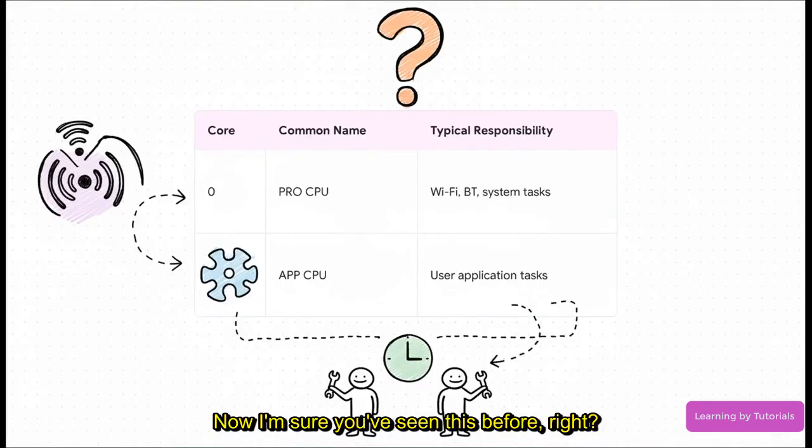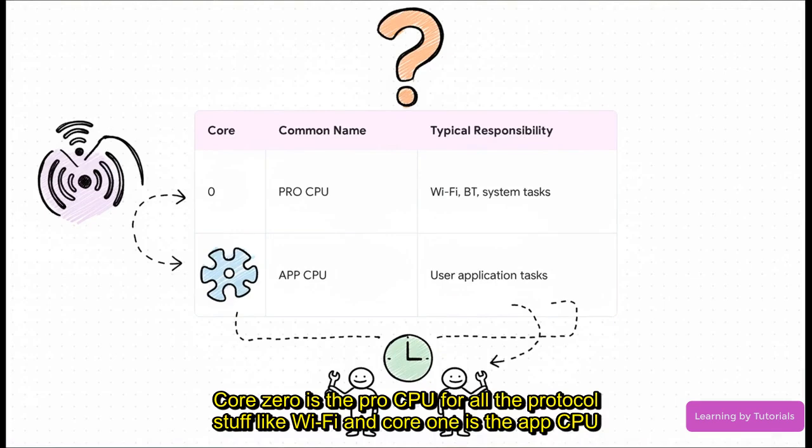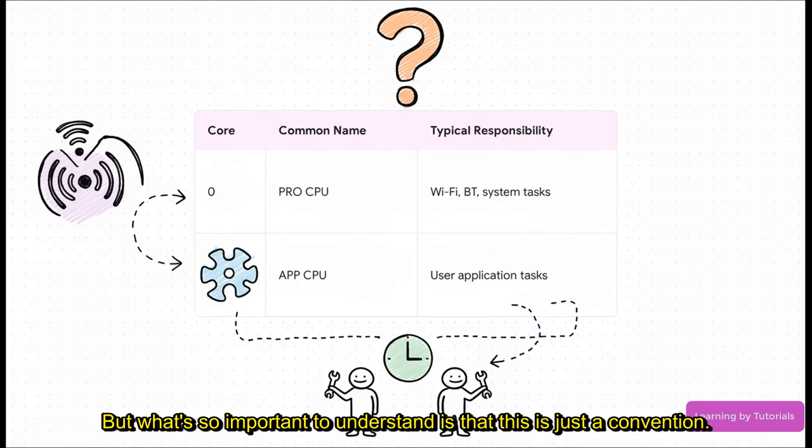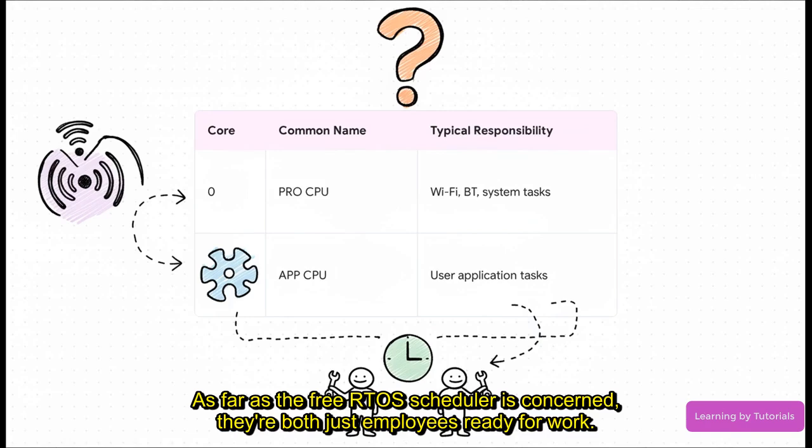Now, I'm sure you've seen this before, right? Core 0 is the PRO CPU for all the protocol stuff like Wi-Fi, and Core 1 is the APP CPU for all your application code. But what's so important to understand is that this is just a convention. It's a common practice that Espressif set up. It is not a hardwired rule. As far as the FreeRTOS scheduler is concerned, they're both just employees ready for work.